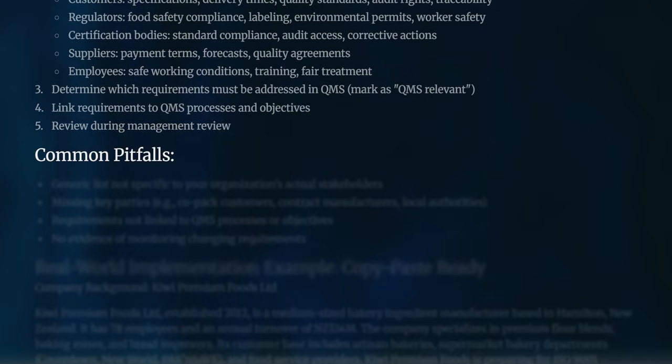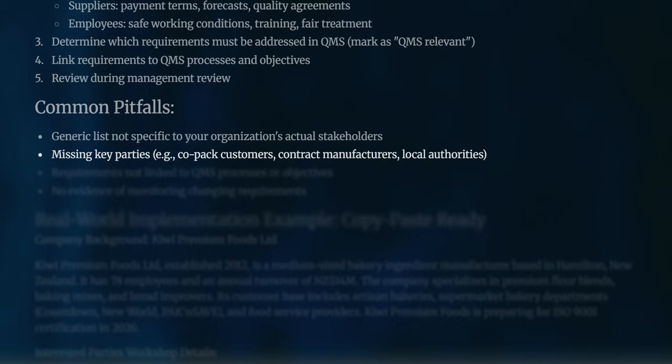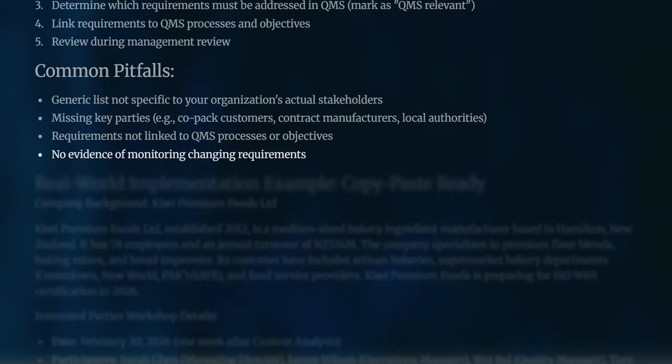The common pitfalls to avoid: having generic lists not specific to your organization's actual stakeholders, or missing key parties like co-packer customers, contract manufacturers, or local authorities, or requirements not linked to QMS processes or objectives, or having no evidence of monitoring changing requirements. Those are common pitfalls that cause a lot of organizations to fail to obtain certification, and you can avoid them.